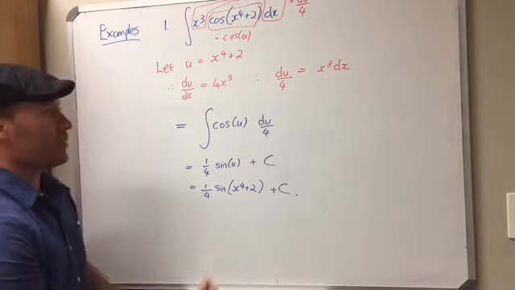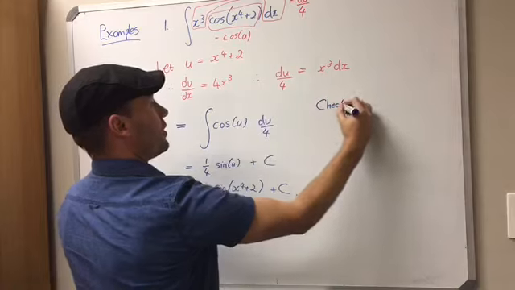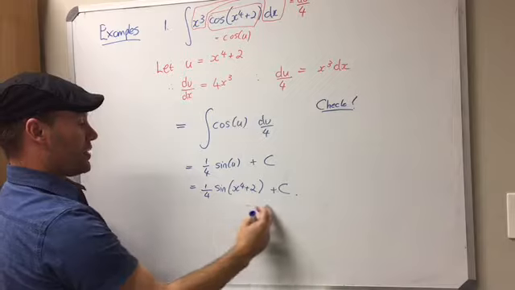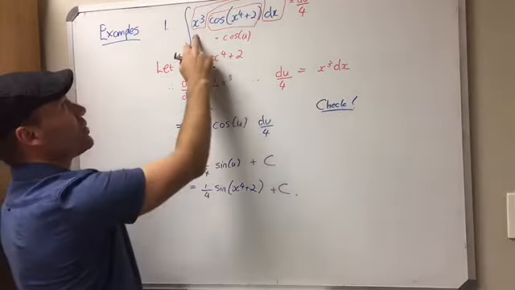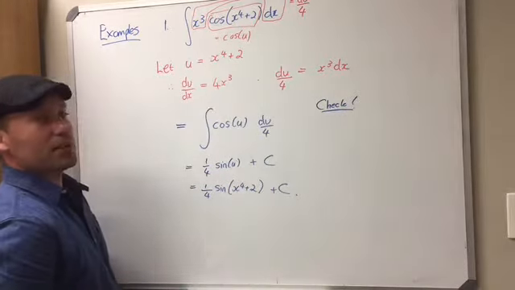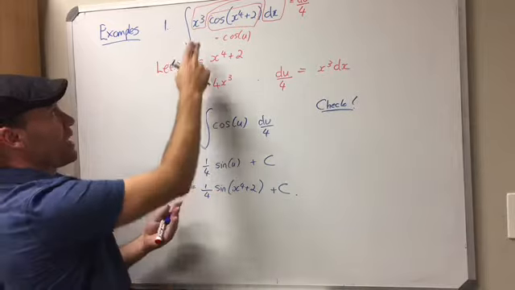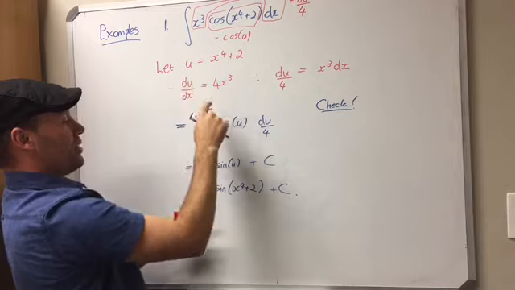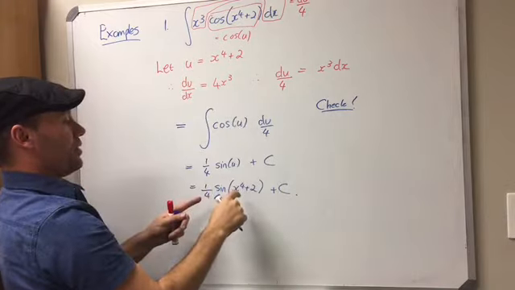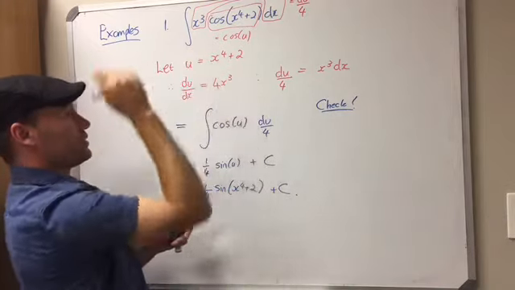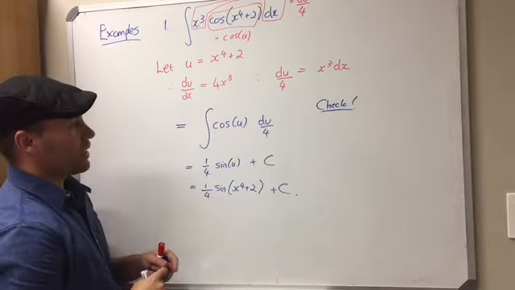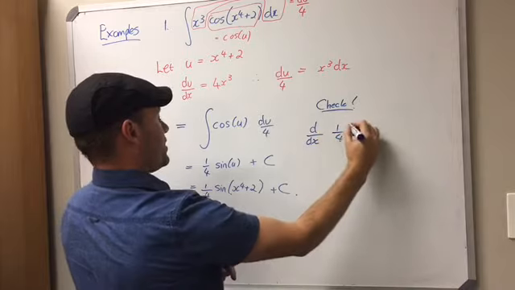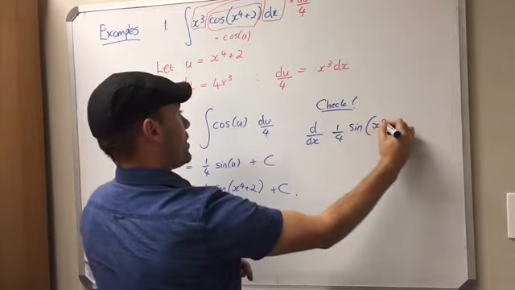Now we should check the solution. We should check whether the derivative of this function is equal to x cubed times cos of x to the 4 plus 2. Because that's what we're saying here. We're saying that this is the antiderivative of this. In other words, the derivative of this is equal to this. Let's check. So I calculate the derivative of a quarter sine of x to the 4 plus 2.